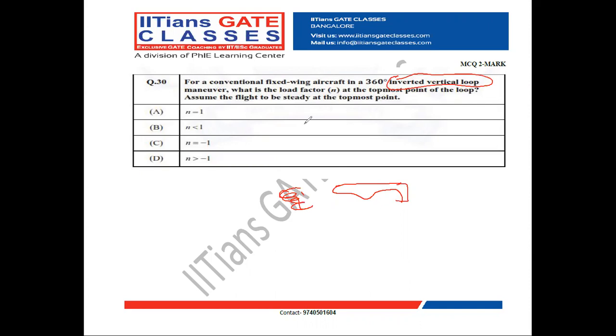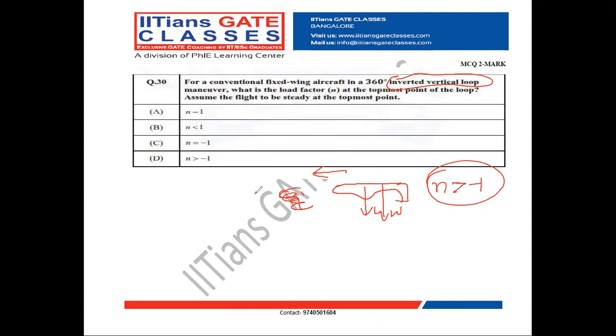Okay, it is having an inverted vertical loop. So when it is inverted, if the aircraft is going in this manner, in the inverted vertical loop, what happens is when the aircraft is at the topmost point, lift is also in the same direction, weight is also in the same direction, so load factor will be greater than -1.